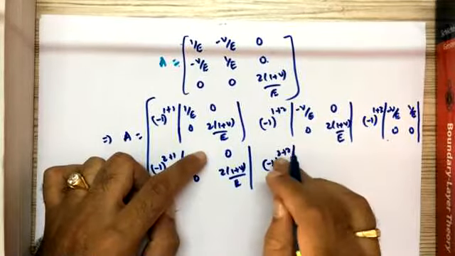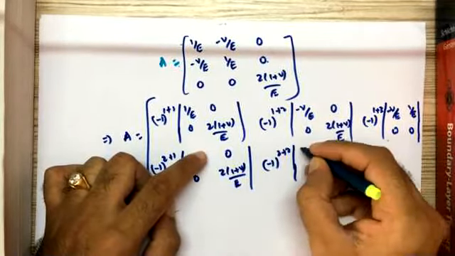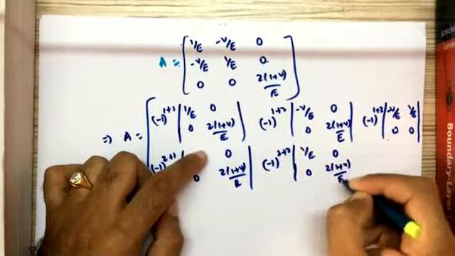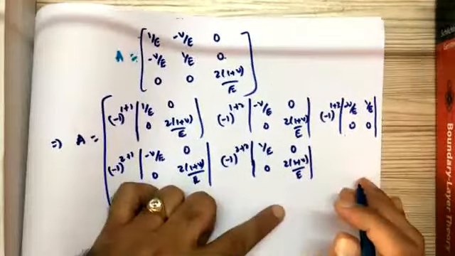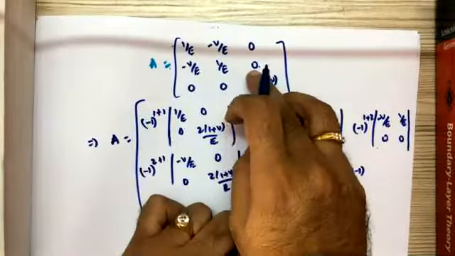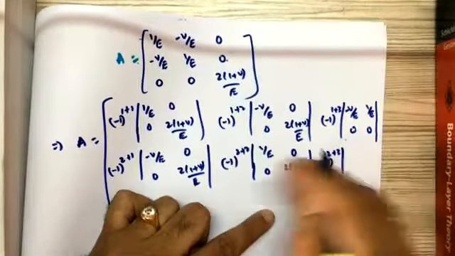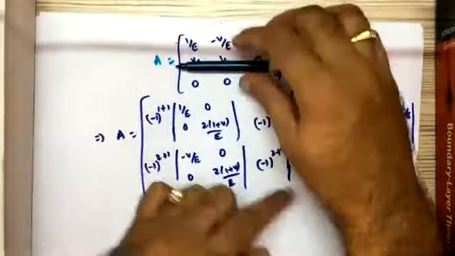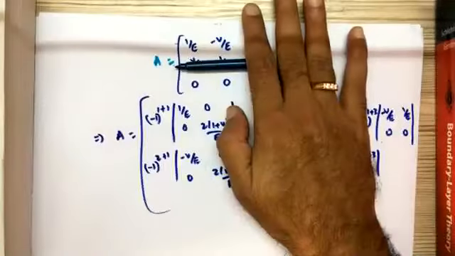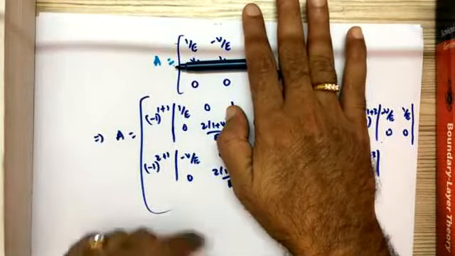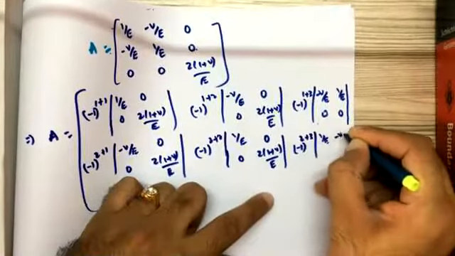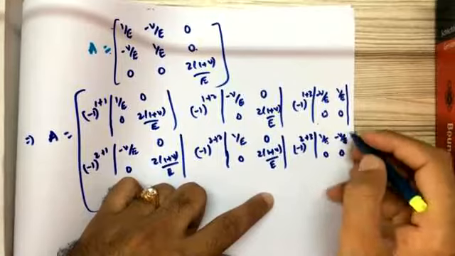Second row, second column, so 2 plus 2. 1 by E, 0, 0, 2 into 1 plus nu by E. Next, minus 1 whole power, second row, third column, 2 plus 3. You eliminate that particular row and column. What is remaining? 1 by E, minus nu by E, 0, 0.